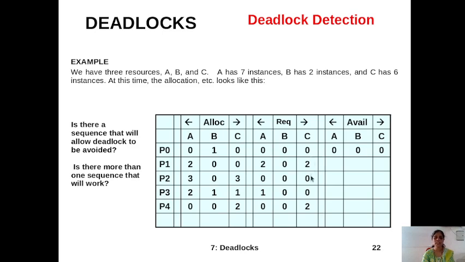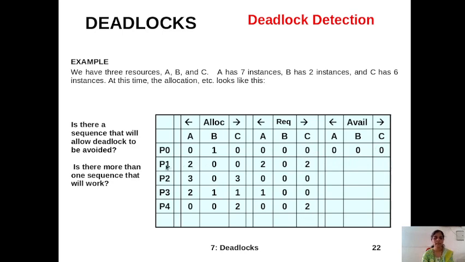Similarly, which other process can I satisfy? I can still satisfy P2, because P2 is completed, and after completion I will be releasing these resources. So 3 0 3, that means 3 of type A and 3 of type C have been released, and P0 has already released 1 of type B. So the total available resources then would be 3 1 3.